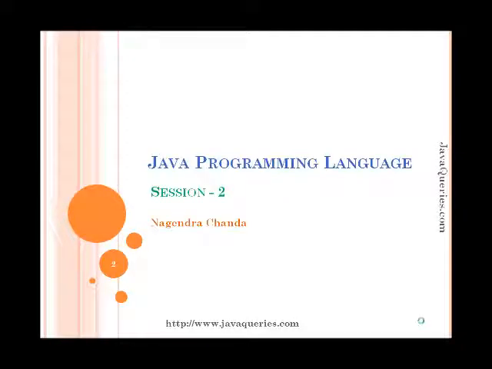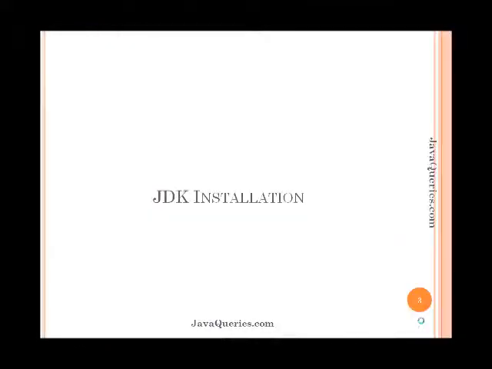So, Java programming language, session 2. To begin, we need a development kit to write programs, to compile and to execute. So let's go to the JDK installation. We need software, so we need to visit oracle.com, where we can download the JDK software and install it.